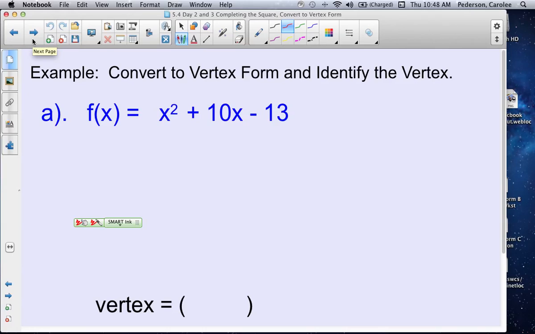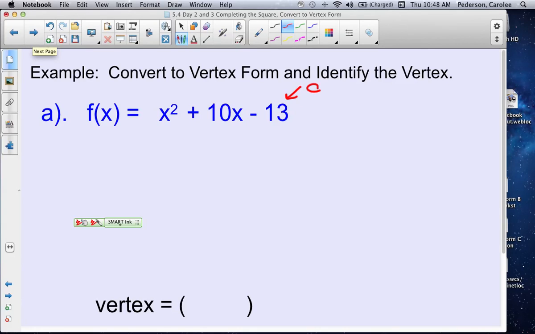So if you think back to 5.4 day 2, where we focused on completing the square so we can solve for x and we get 2 x values, this is very similar, but we're not going to move this c term over to the opposite side. We're going to keep it as it is, so it's going to change a little bit with completing the square. So go ahead and write this problem down.